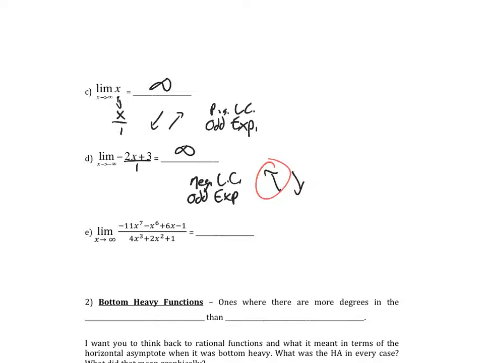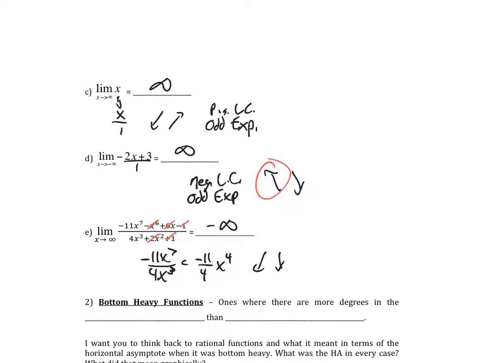And then the last one, E, is that big long expression there. The nice thing is I'm only worried about the terms with the highest exponent in each, the numerator and the denominator, so the other terms don't matter. I'm only worried about negative 11x to the 7th over 4x cubed, which can be simplified to negative 11 over 4 x to the 4th. That's an even exponent and a negative leading coefficient. So both arrows are pointed down towards negative infinity. So my answer would just be negative infinity.